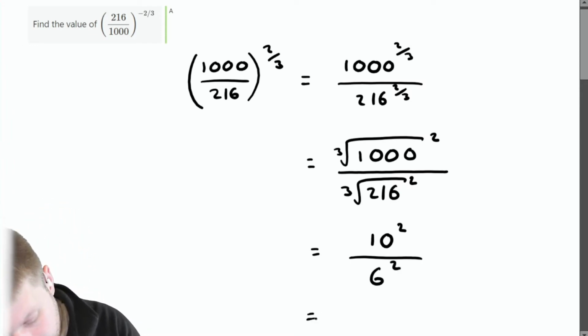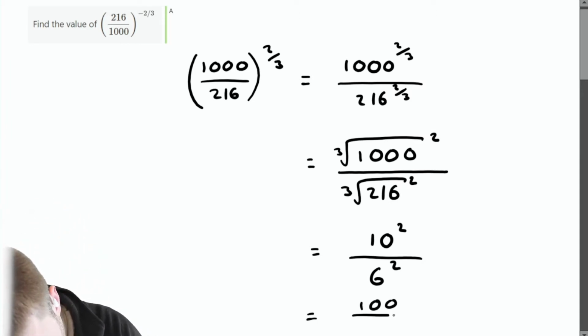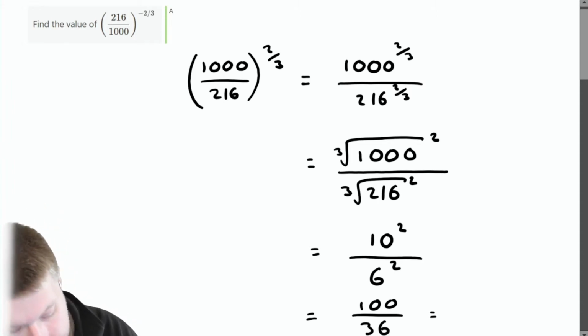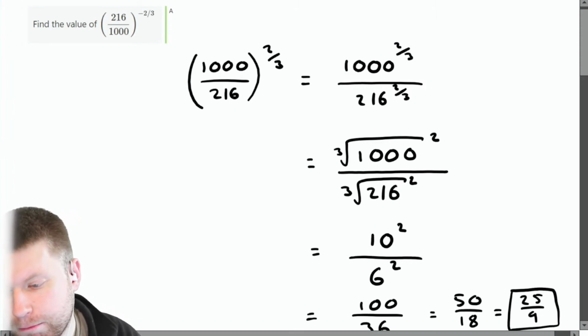So, okay, I'm just then left with 10 squared, which is 100, over 6 squared, which is 36. I could, if I want to, cancel that fraction down, so that could become 50 over 18, or even further than that, it could become 25 over 9, okay? So that would be my final answer there.